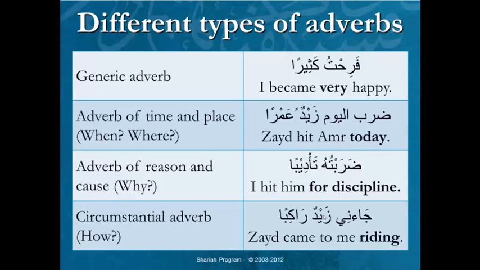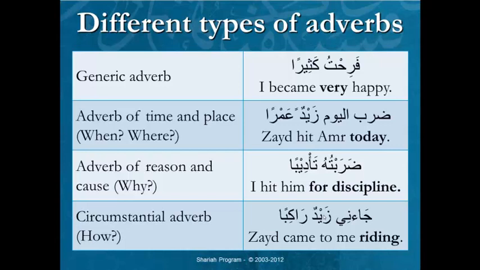And then we have the adverb of time and place, the when and the where. The grammar people, they combine the 2 together, and the example is the word today. In the example, Zayd hit Amr today. ضرب اليوم زيد عمرا. Okay, and then we have the reason and cause. So I hit him for the purpose of discipline. So that word ta'diban is an adverb of reason and cause. It's telling us the reason why the action occurred.